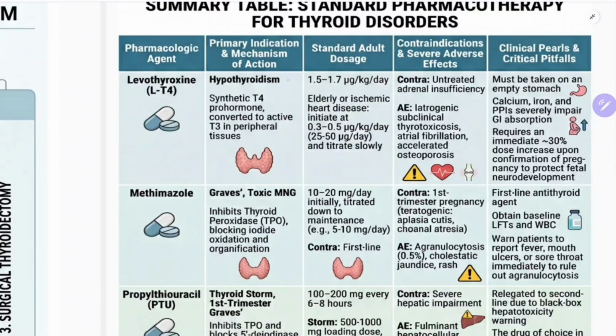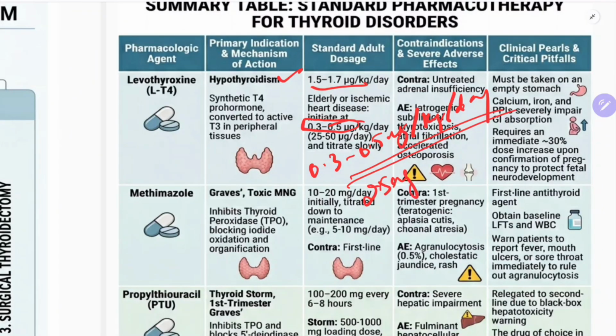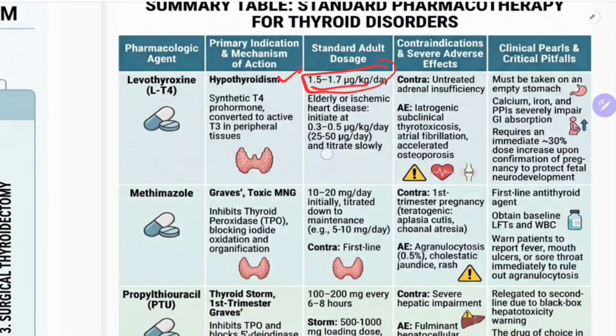For levothyroxine in hypothyroidism, the dose is this much. In elderly the dosage is 0.3 to 0.5, which was not mentioned in previous videos of hypothyroidism. So it is 0.3 to 0.5 microgram per kg per day, or you can start with 25 microgram, and titrate slowly. I think this is the total dose and this is the starting dose. It is contraindicated in untreated adrenal insufficiency.